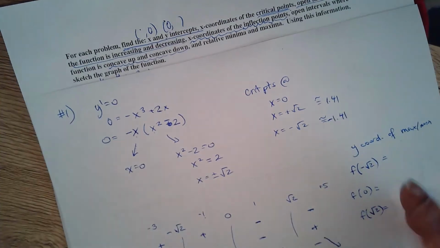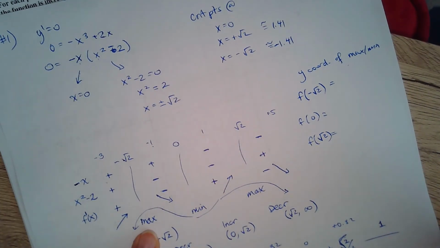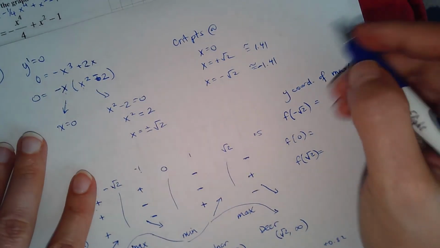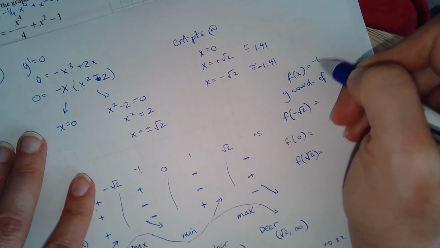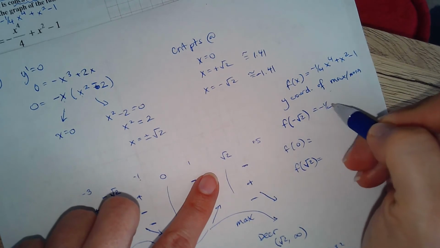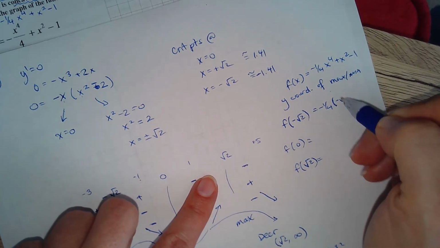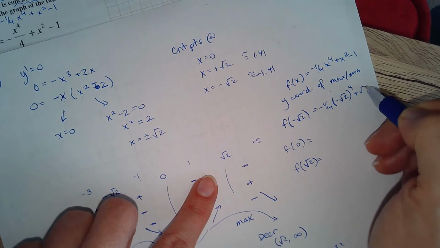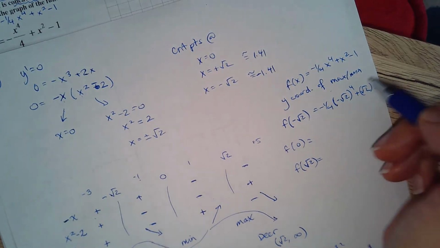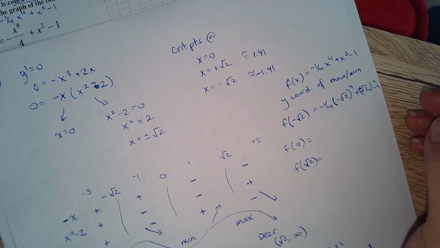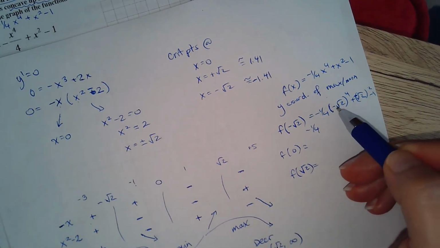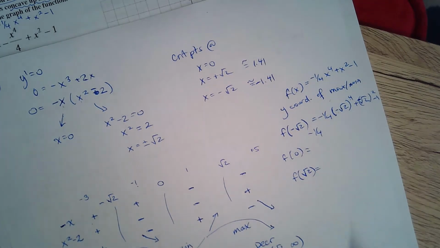So this one we said was a max from here, and my function originally was this kind of wonky thing. My original function, f of x, was negative 1/4 x to the 4th plus x squared minus 1. So negative 1/4 of negative root 2 to the 4th power plus root 2 squared minus 1. So it's nice that the roots here are getting to an even power, because that will make our life a lot easier. So we have negative 1/4. Okay, now I'm going to ignore the negative sign, because a negative sign to the 4th power is just going to be positive.